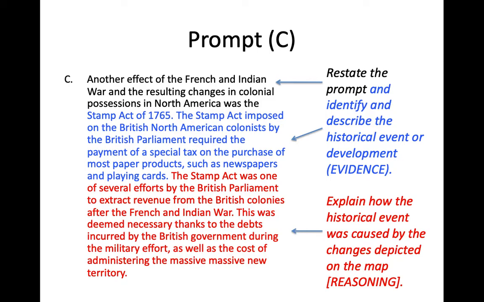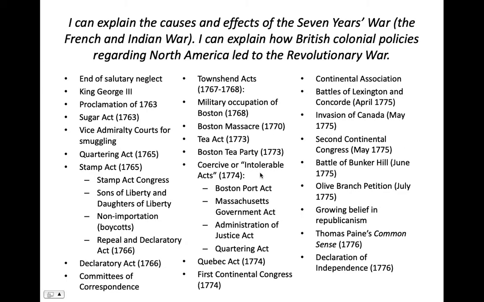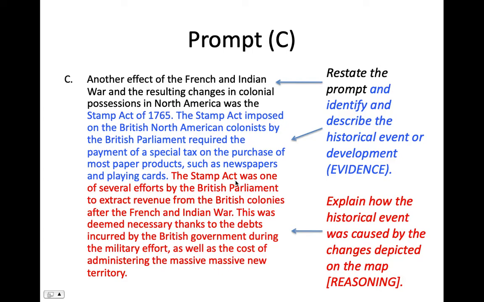You won't get the point for this question if you just describe a historical event but don't connect the dots between the changes on the map and the historical event. That's what they want you to do when they ask you to explain a specific effect of the changes in land claims depicted in the map. You have to connect the Stamp Act to the changes in land claims depicted on the map. That's what I do there.